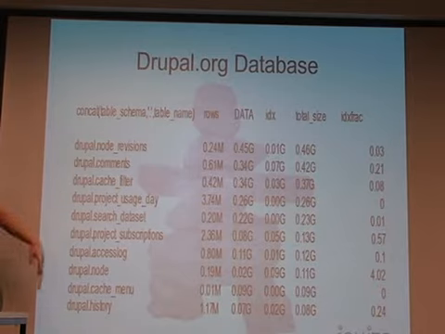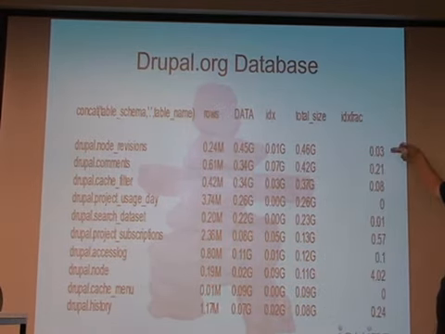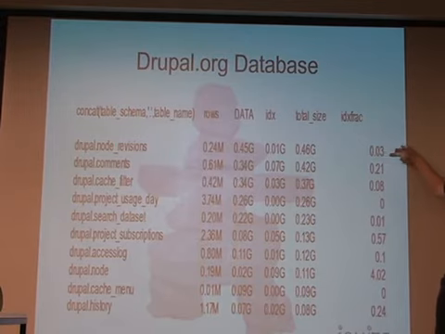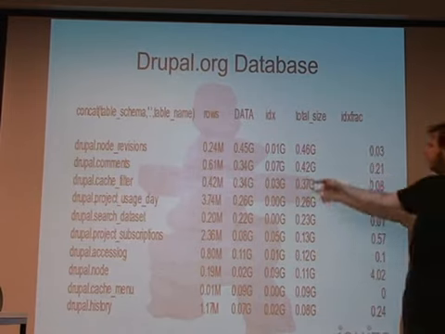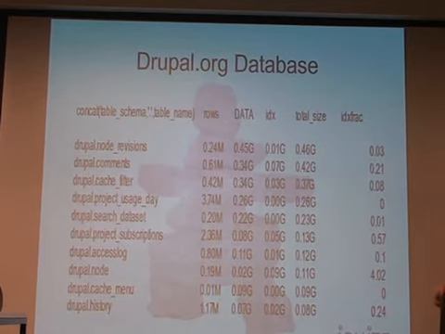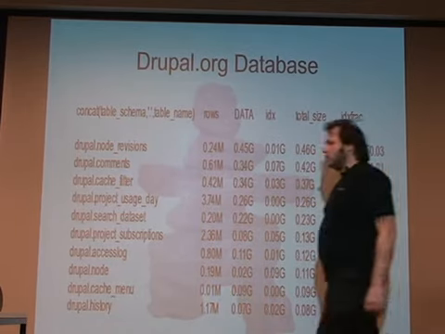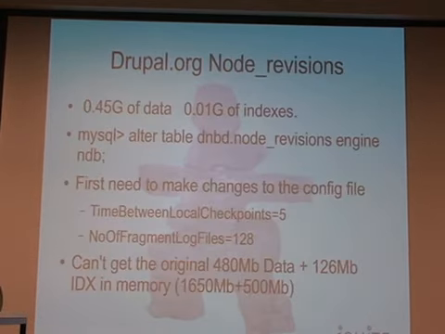So you've got the table name, the number of rows, the data. Node revisions, this is Drupal.org. This is a live site, so it's about half a gigabyte of node revisions with some 100 megabytes of indexes. So, next step, try to get one of the tables, node revisions, into cluster.